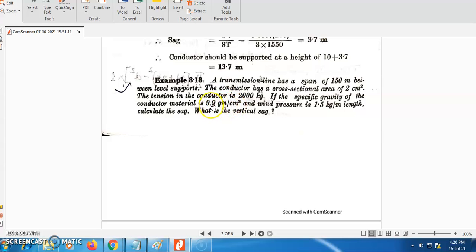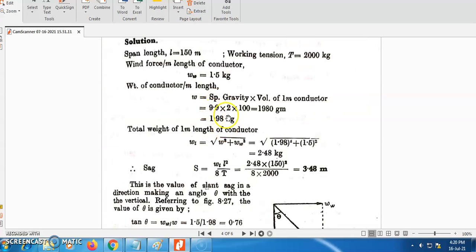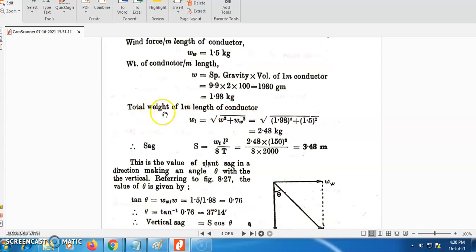That means one cubic centimeter has a weight of 9.9 grams. So 9.9 into 2 into 100 is equal to 1980 grams. That is nothing but 1.98 kg. The total weight of 1 meter length of the conductor is the square root of W square plus Ww square, which is nothing but 2.48 kg.